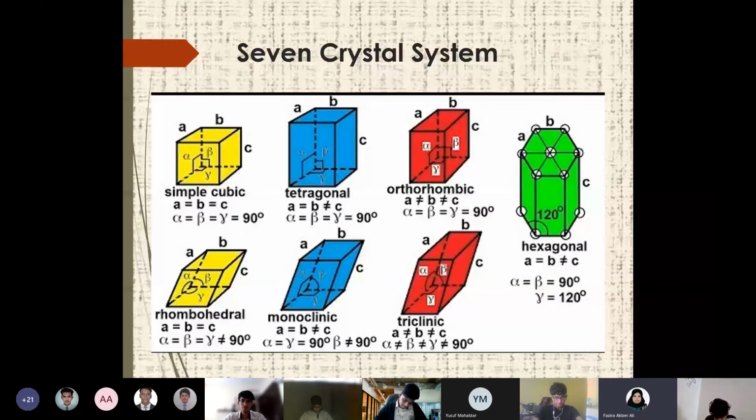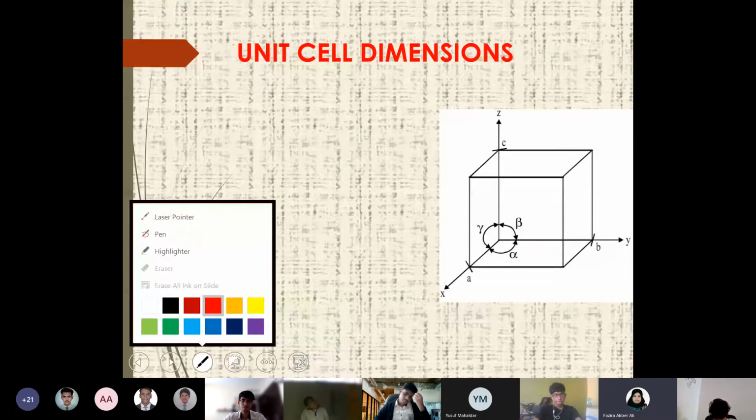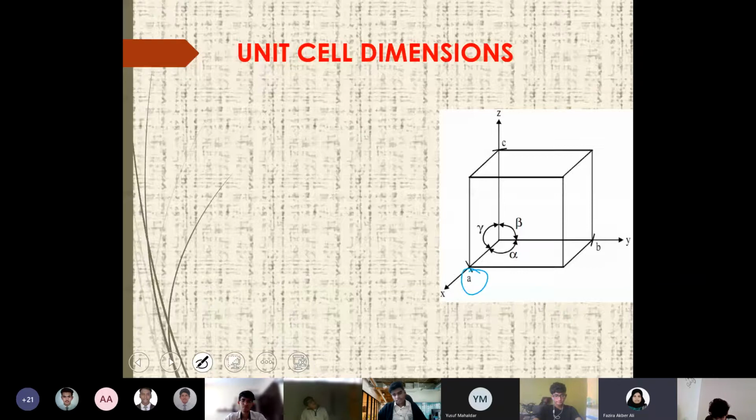And when you divide the space lattice, the smallest 3D unit available is the unit cell. So a unit cell can be defined in terms of its edge lengths, on the x-axis, y-axis and z-axis, which can be A, B and C. As you can see in the diagram, the edge length along the x-axis is A, y-axis is B and z-axis is C. Similarly, axial angles are there, alpha, beta and gamma.